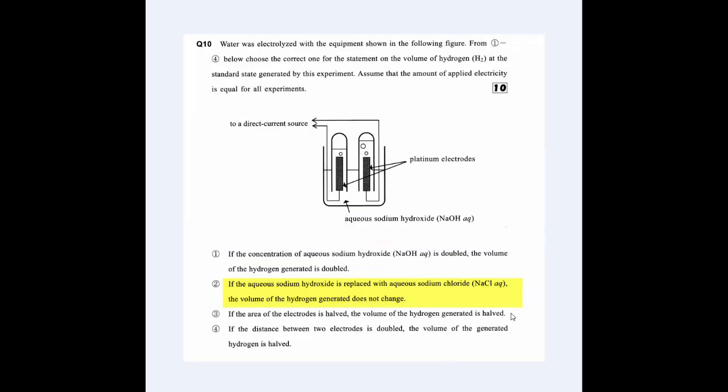10. Water was electrolyzed with the experiment shown in the following figure. From 1 to 4 below, choose the correct one for the statement on the volume of hydrogen at the standard state generated by this experiment. Assume that the amount of applied electricity is equal for all experiments. This one goes to a direct current source. These are platinum electrodes. Aqueous solution of sodium hydroxide, NaOH. The answer is 2.